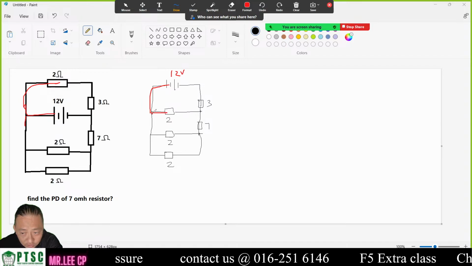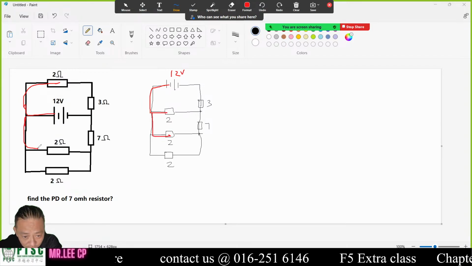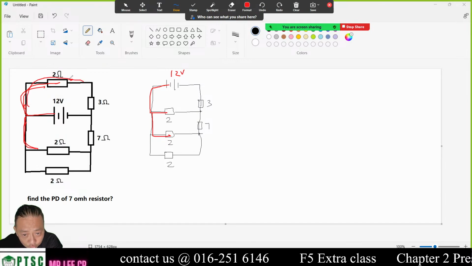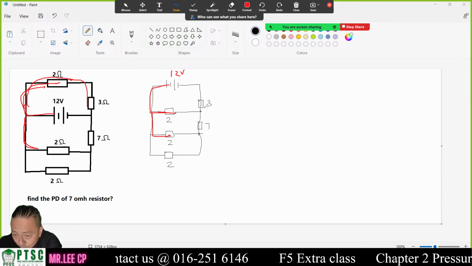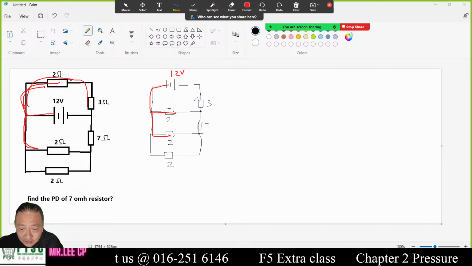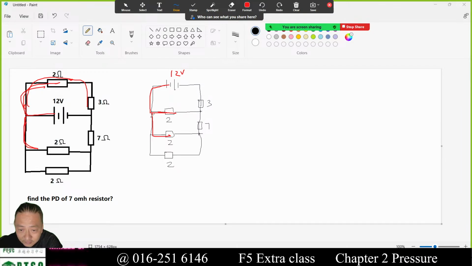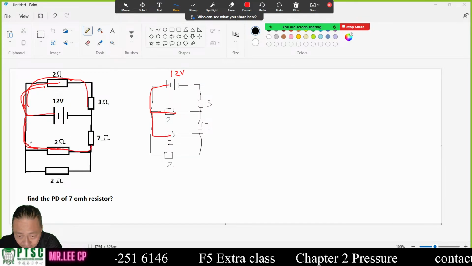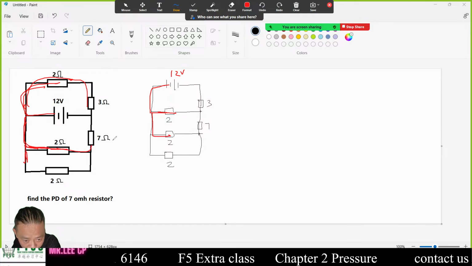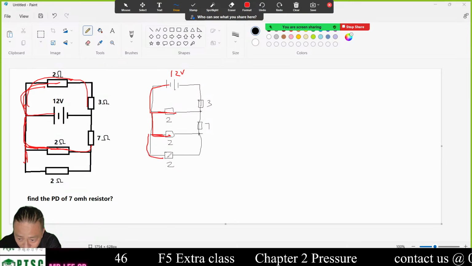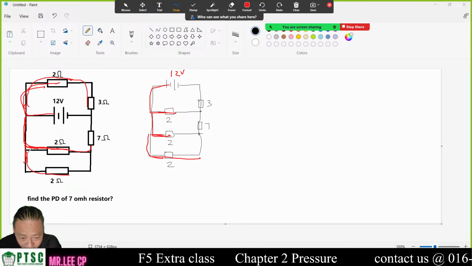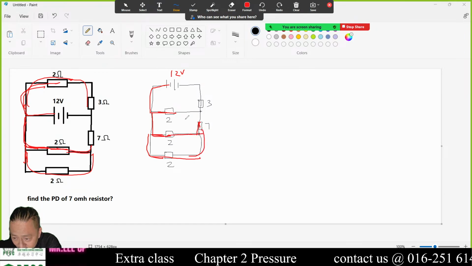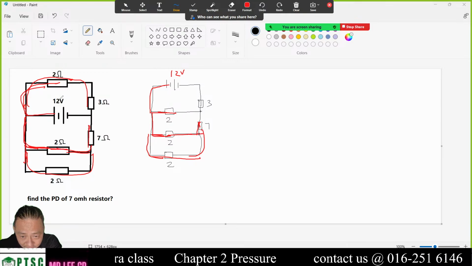The other one goes to 2. Go to 2 or go to 2. Go to 2, you must go to 3 later. This one goes to 2, must go to 7 later. After 2, you join with 7. After 7, you combine with 2.